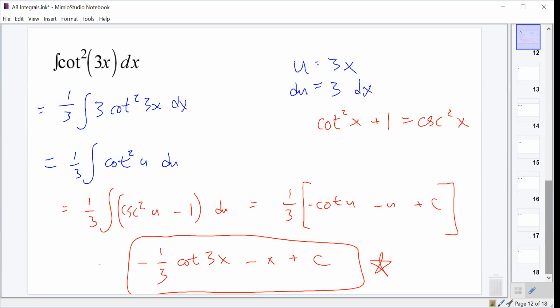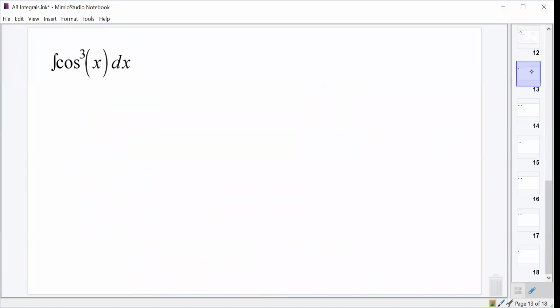Where does the, oh, never mind, I got it. Okay. Any other questions or almost questions about that? All right. How about cosine cubed x dx? Any thoughts on that one?